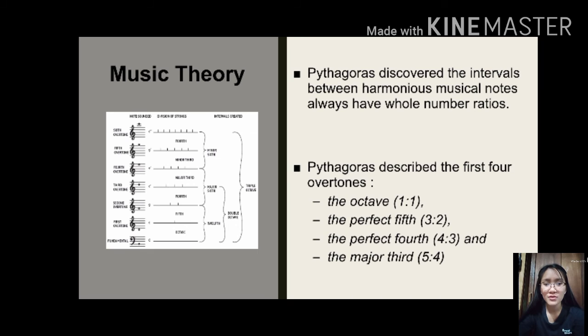We go now to music theory. Pythagoras discovered the intervals between the harmonious musical notes always have whole number ratios. He described the first 4 overtones, which create the common intervals which have become the primary building block of musical harmony. So there we have the octave, perfect fifth, perfect fourth, and the major third. The mystical Pythagoras was so excited by this discovery that he became convinced that the whole universe was based on numbers and that the planets and stars moved according to mathematical equations.